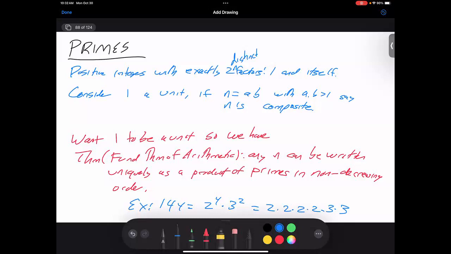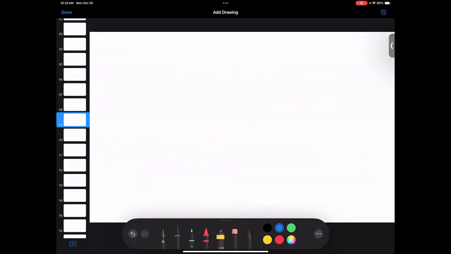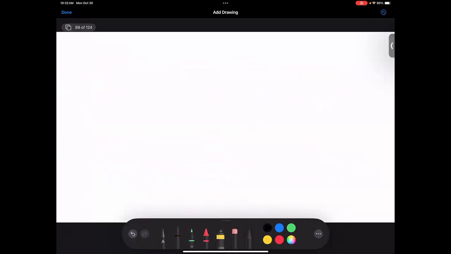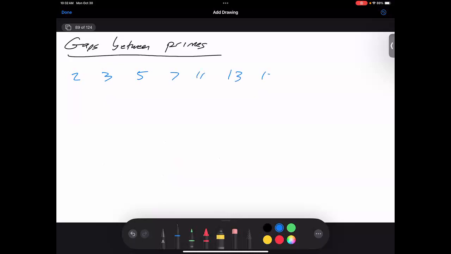I'm not going to go through and prove lots of things about primes, but we can start asking questions about gaps between primes. So let's study gaps between primes. So what's the first thing we should do to study gaps between primes? Start with some data. So we have 2, 3, 5, 7, 11, 13, 17, 19, 23, 29, dot, dot, dot. And so we start looking at the gaps. We've got 1, 2, 2, 4, 2, 6, 2, 6, 6.